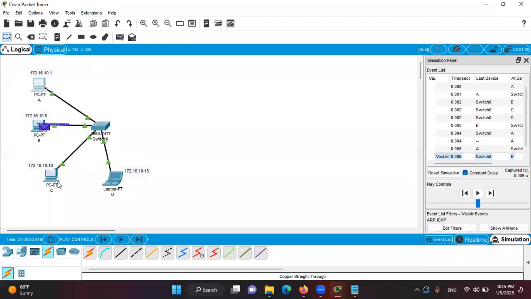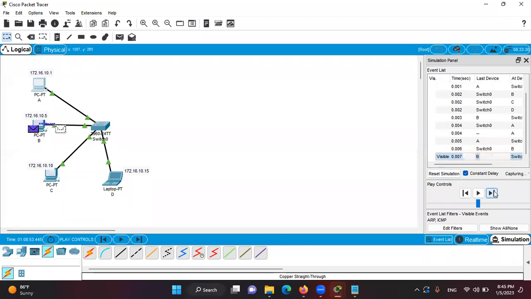Then the next packet. Right now this 10.1 computer knows where the 10.5 computer is, right? So that is up to the ICMP protocol.